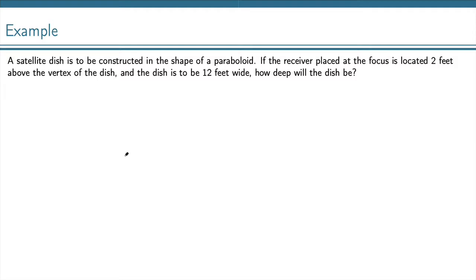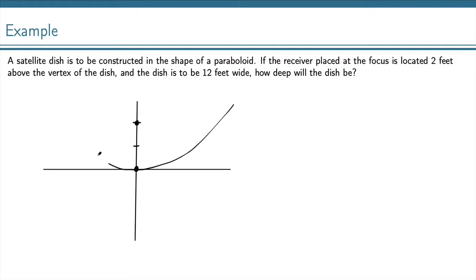So let's sketch this, and I'm just going to sketch it as if it's going upward. It doesn't really matter where we place the vertex here. I'm going to place it at 0, 0. Keep it simple. And we know the receiver placed at the focus is 2 feet above. So here is our focus, and we have a parabola. All we know is that the dish is 12 feet wide, so I know I'm going from -6 to +6. I would just like to know how deep it is. In other words, what's the y value over here?